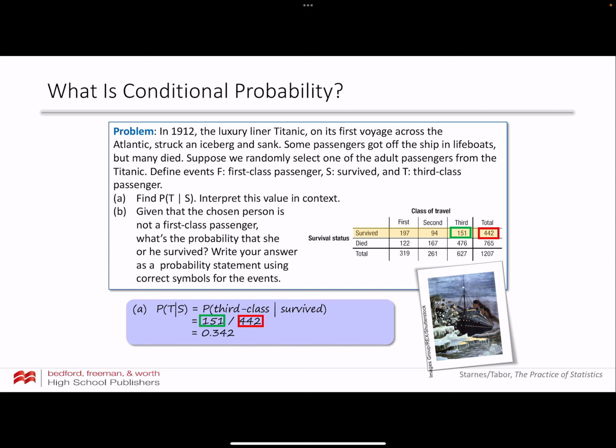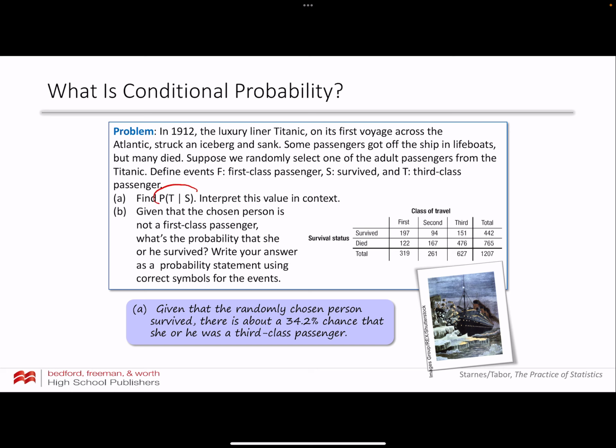And your interpretation, basically like I just said: given that the randomly chosen person survived, there was about a 34.2% chance that he or she was a third class passenger. You can also leave this as a decimal or as a fraction, and it does not matter. So that's your conditional probability. You might be asked to find conditional probabilities like this, using the notation, or you might be asked the question in words, like in part B.